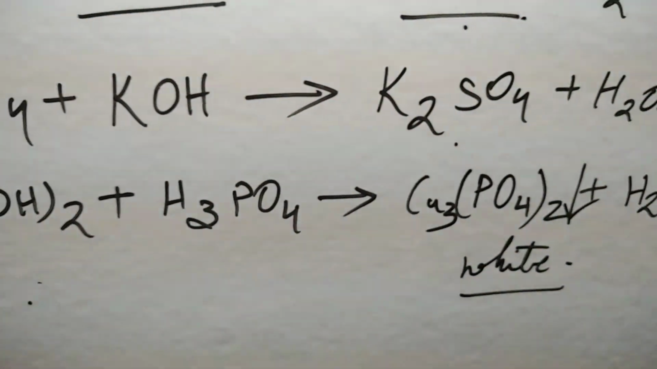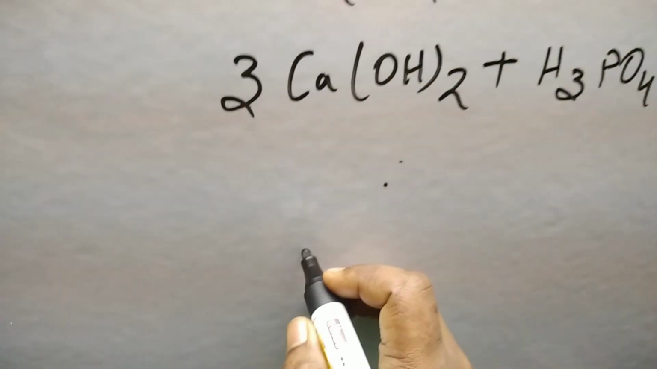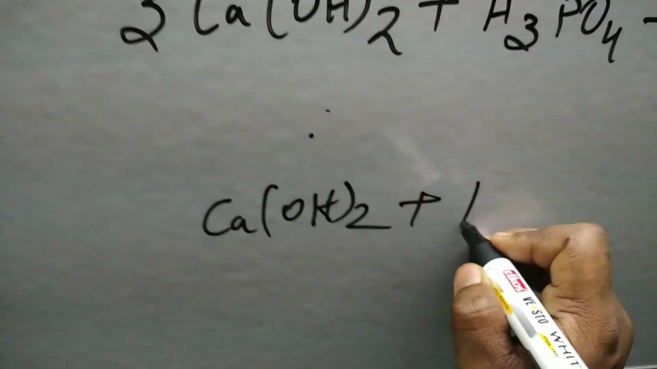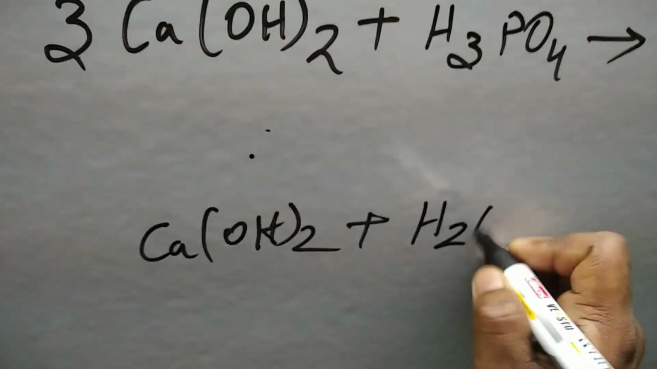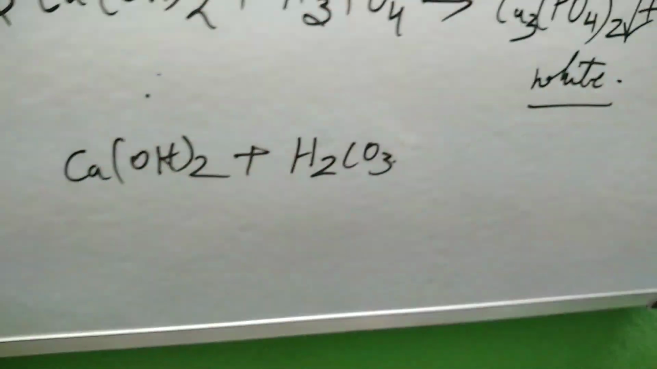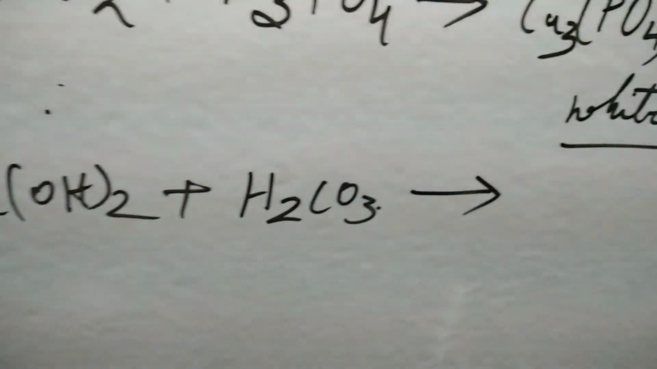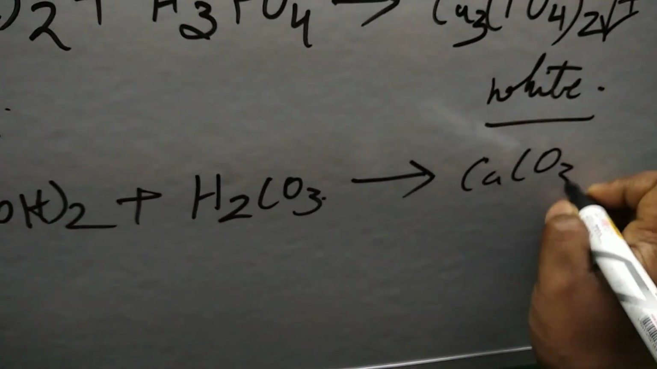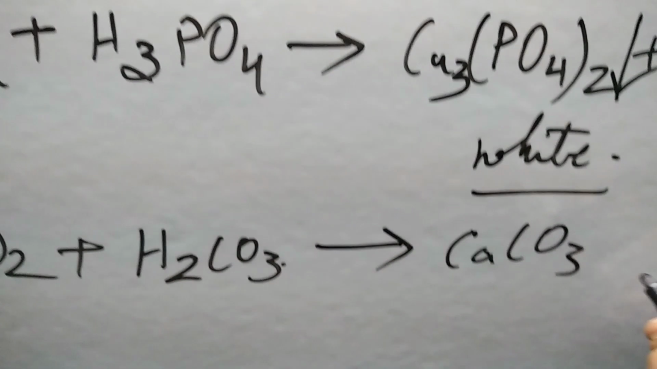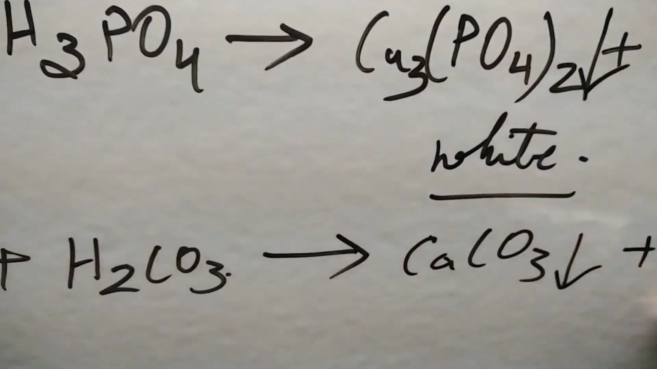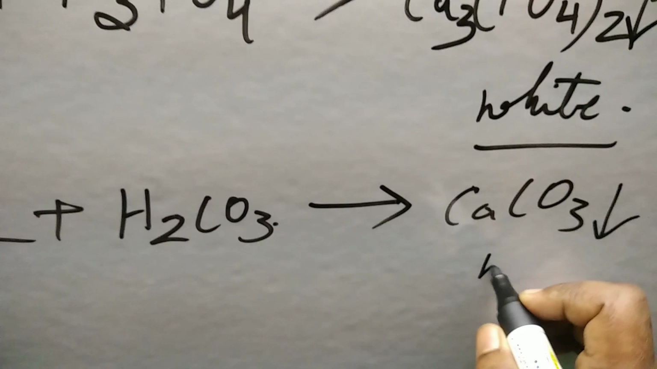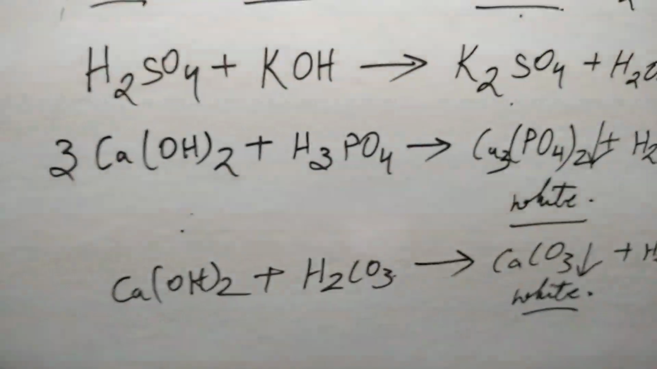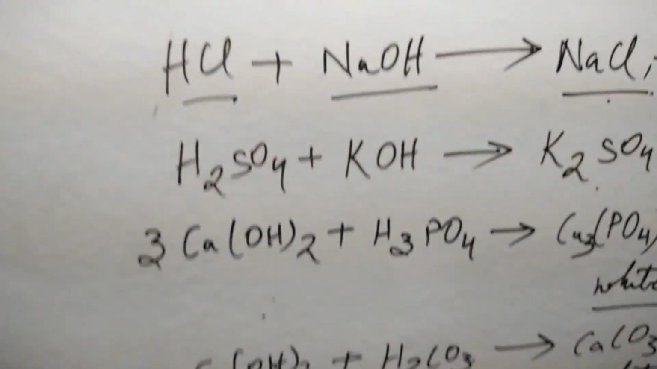Okay students, when calcium hydroxide reacts with carbonic acid, it will form calcium carbonate. And it is also a precipitate, CaCO3, white in color. Okay students, understand? Understand what is a neutralization reaction?